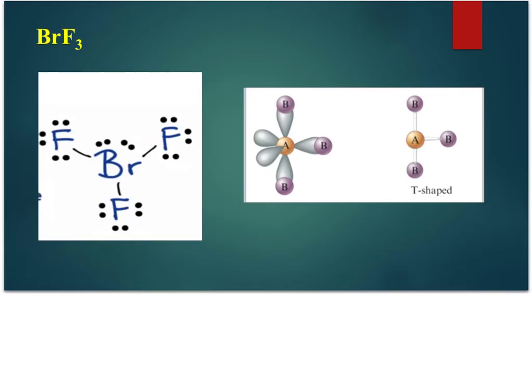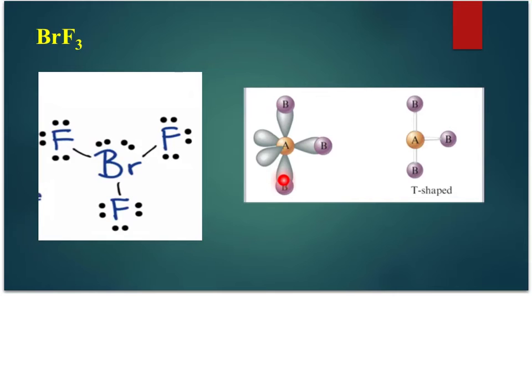Bromine trifluoride, BrF3. Let's look at our bonding groups around bromine. 1, 2, 3, our areas of bond. We have 2 lone pairs. So we still have a total of 5 areas of electron density. So that gives us the electronic shape of trigonal bipyramidal. Remember, 1, 2, 3, 4, 5. So that's trigonal bipyramidal for our electronic structure.